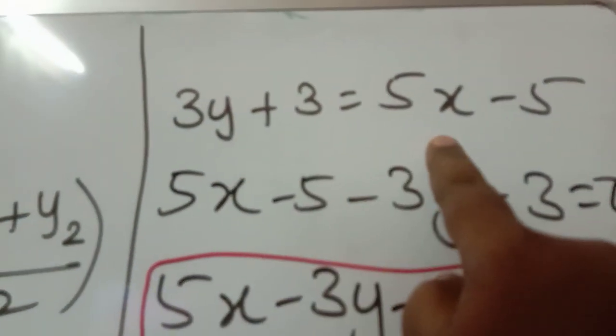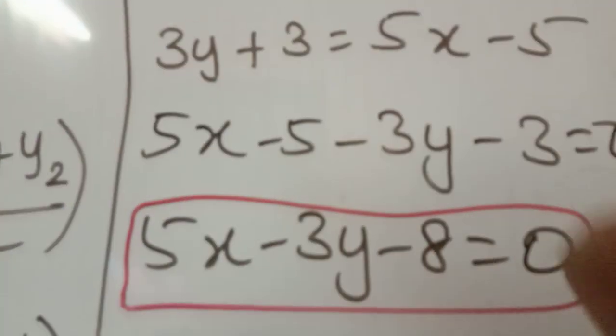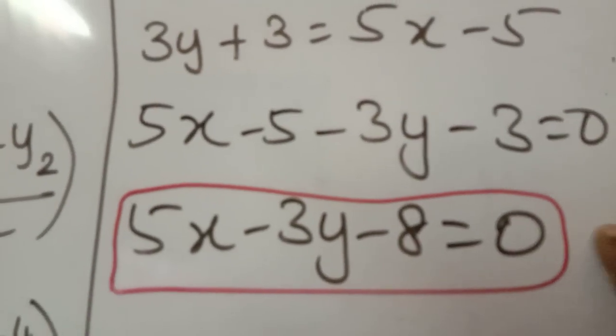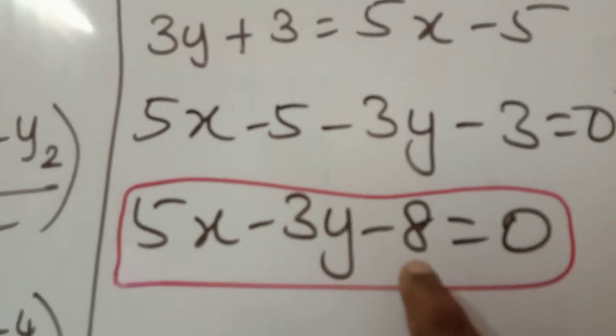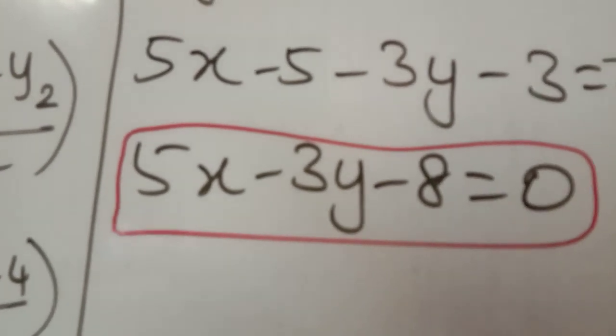Now as x is positive, bring these two terms to the right hand side. So 5x minus 5 minus 3y minus 3 is equal to 0. That is 5x minus 3y minus 8 equal to 0, which is the equation of the perpendicular bisector of AB.